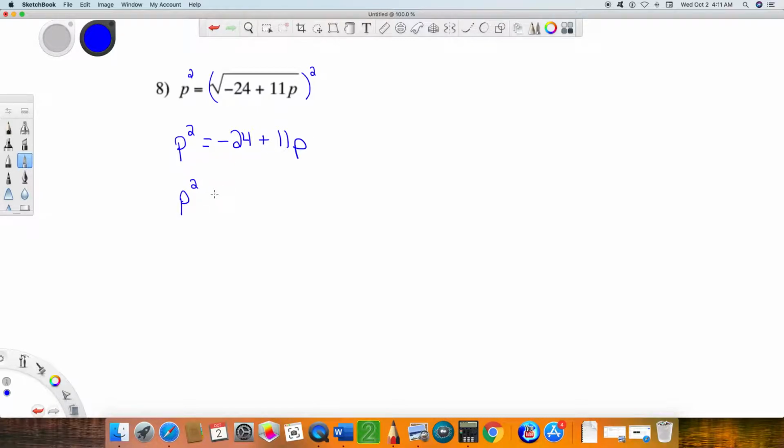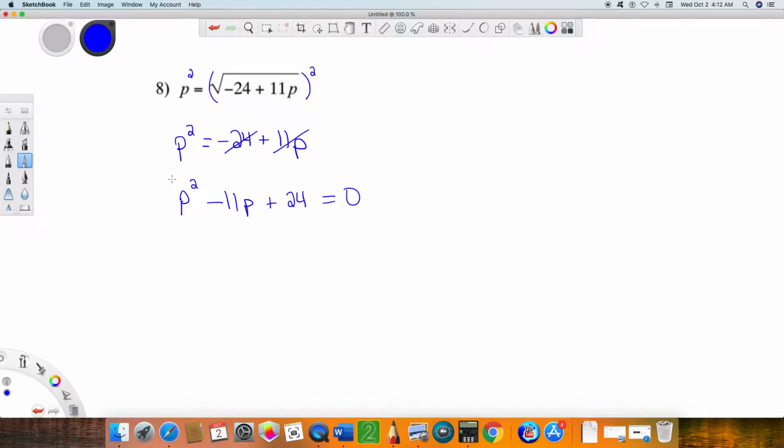I prefer to have a leading coefficient be positive, so I'm going to move these two terms to the left-hand side. I'm going to subtract 11p, so it'll cancel from the right-hand side, and so then I'll write minus 11p there. I always remember that if a term changes sides of the equation, it changes sign. That was plus 11p, and now it's minus 11p because it's on the other side of the equation. If I add 24, it'll cancel with that term, so that minus 24 will become plus 24 if you move it to the other side.